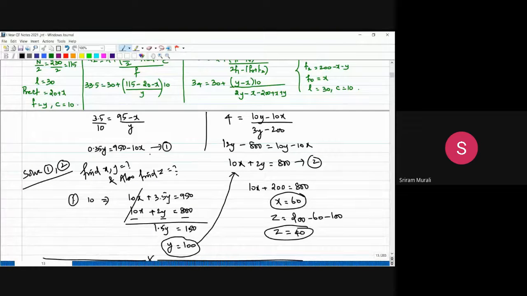What is the second equation? If you bring this 30 here, it will become 34. Hence, I get this one. This is 12y minus 800 is equal to 10y minus 10x.